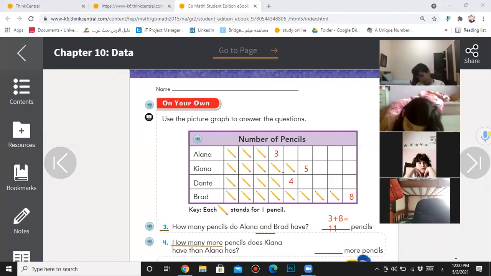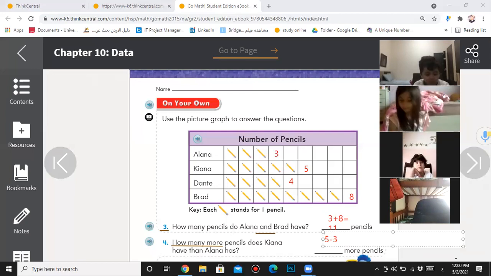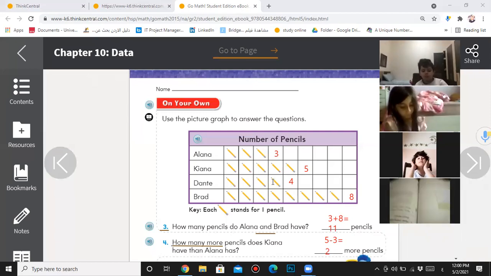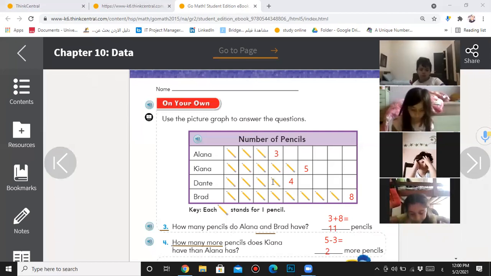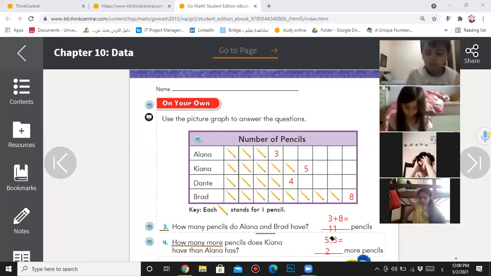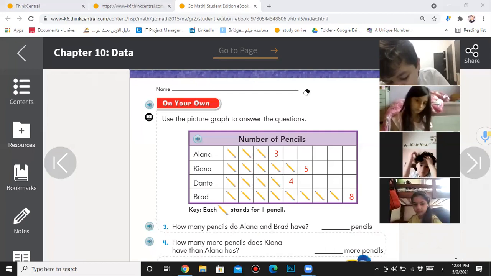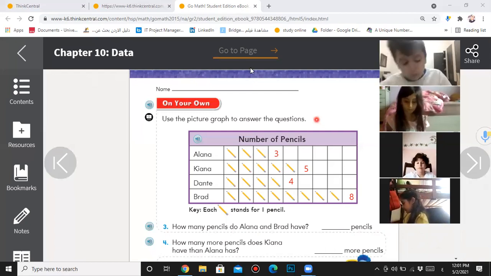5 minus 3 equals 2. We go to Kiana. Kiana has 5. What about Alana? Alana has 3. 5 minus 3 equals 2. So the answer is 2. Great job. Guys, are you writing in your book? Done. We're going to move to question number 5.